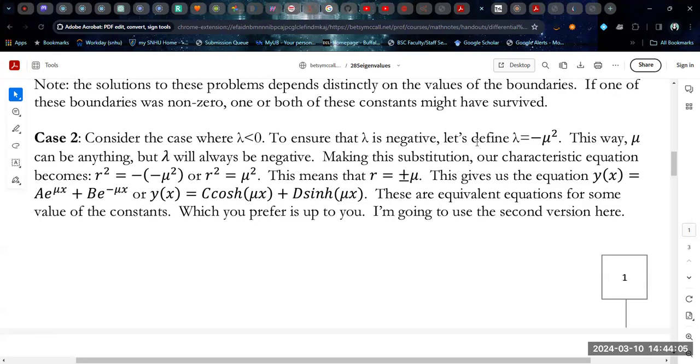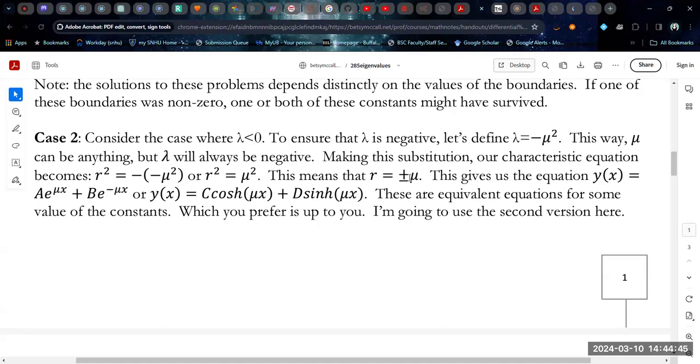To ensure that lambda is negative, we're going to define lambda to be negative mu squared. Now, mu squared is positive because if you take any real number and you square it, it's a positive number. And so I'm putting a negative in front of a squared term, insisting that it be negative. We make this substitution into our characteristic equation, and we get that r squared is equal to mu squared, or that r is equal to plus and minus mu.